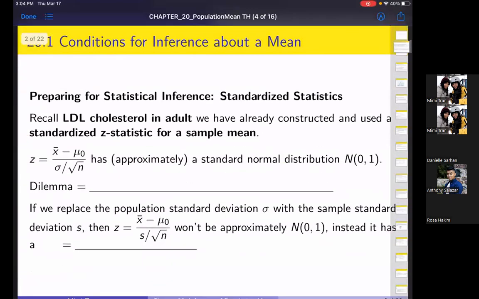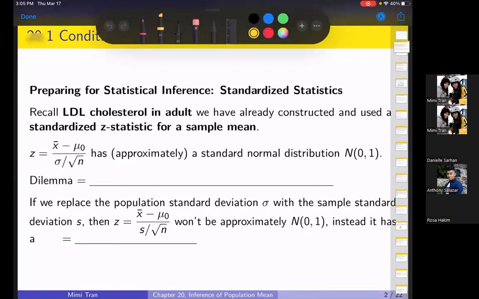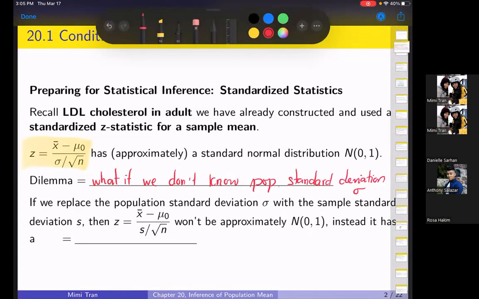So remember the LDL cholesterol last time that we did in adult, and we construct a standardized Z statistic for sample mean, right? Which is using this formula. In this formula, we say that a sample mean distribution has a standardized normal distribution 0, 1. Now, the dilemma here is what if we don't know sigma? What if we don't know the population standard deviation? We didn't know sigma, right?